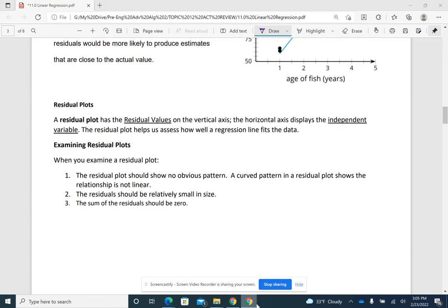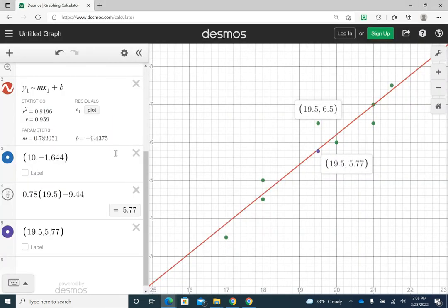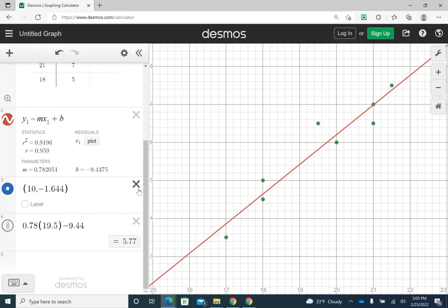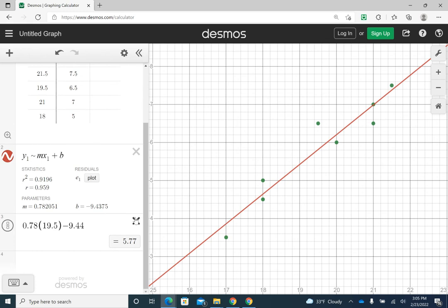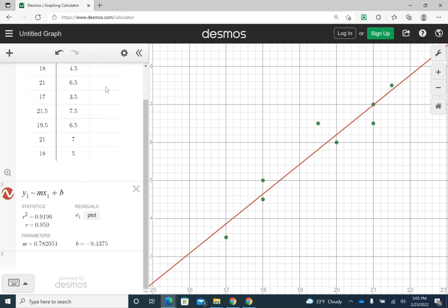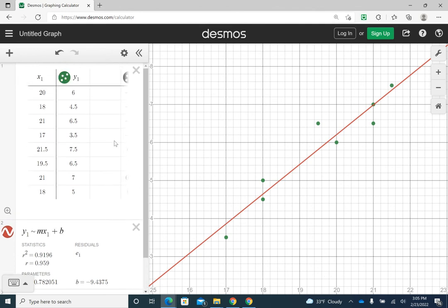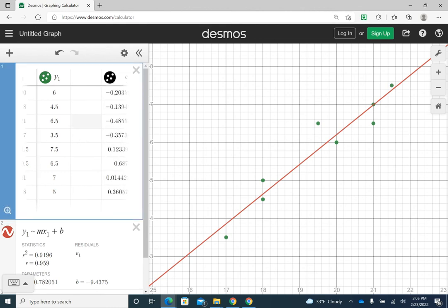So let me talk about a residual plot. Let's see, where's my Desmos screen? There it is. Residual plot. So I'm going to take all of these off here. Okay, so once you have calculated your regression equation, I can click this under residuals, and it will calculate these numbers right here, which are my residuals. And you want to delete that row.